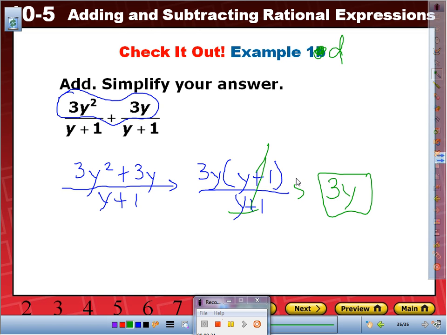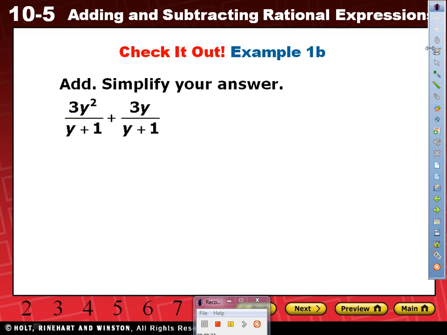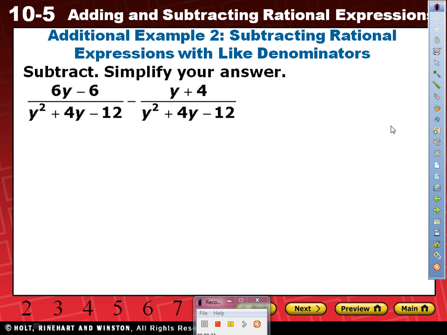Okay. Let's do another one. Copy this one. And this one is example 2. Now we're going to get into subtraction. Okay. Copy that, please. It's 6y minus 6 over y squared plus 4y minus 12 minus y plus 4 over y squared plus 4y minus 12.